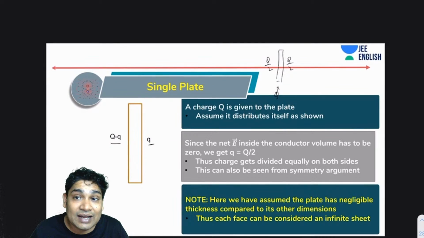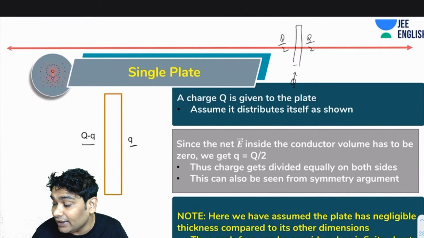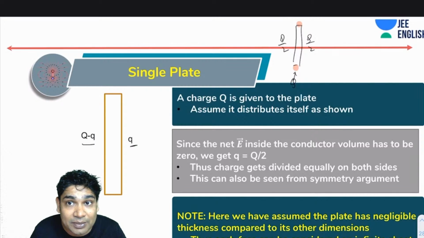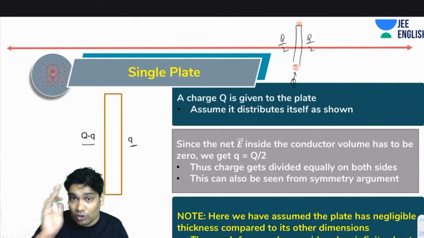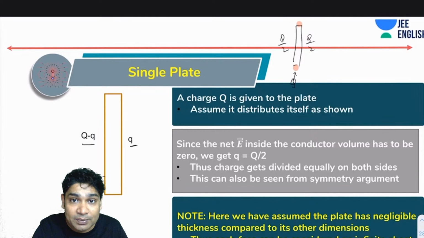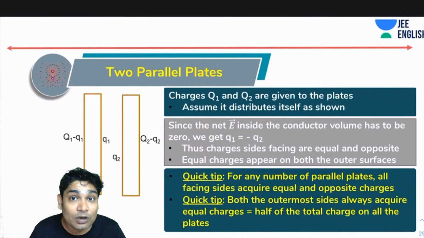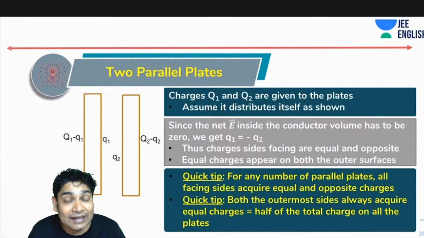Thus, each face can be considered as an infinite sheet, and that is why you're not considering any charge appearing here, either here or here. You do not consider any charges appearing here. The entire charge Q is getting distributed on the two sides only. So, for all calculation purposes, I will be treating this plate as infinite sheets. Okay, please remember that.